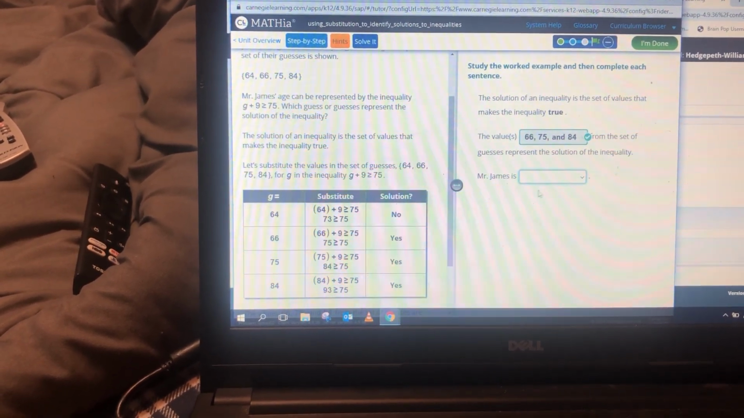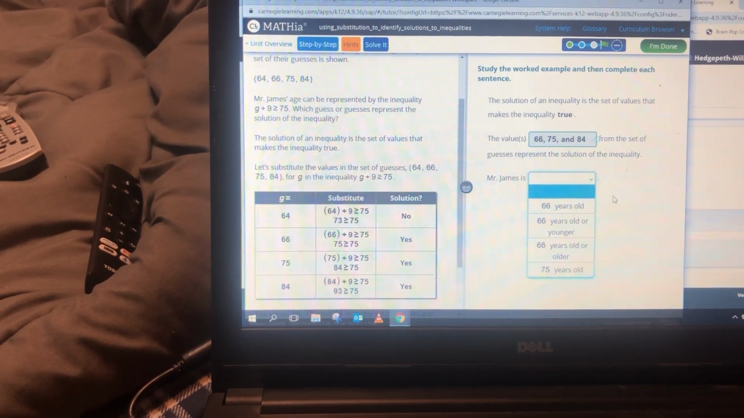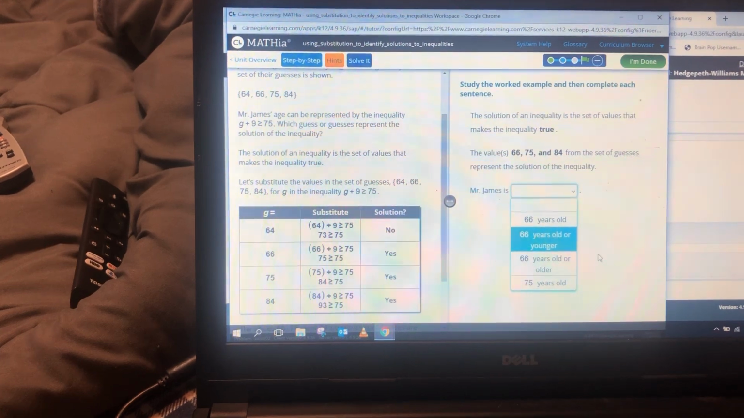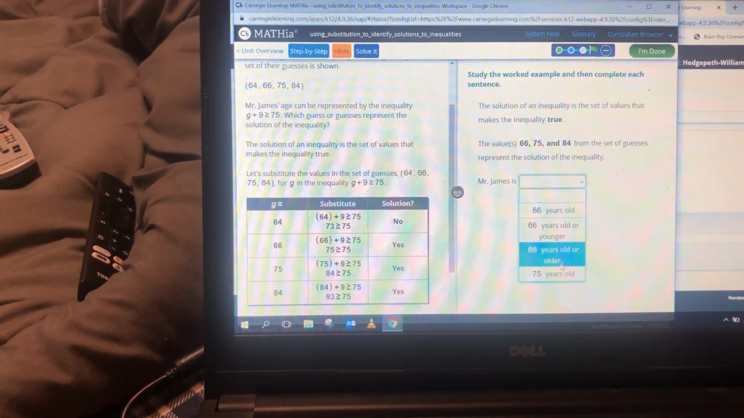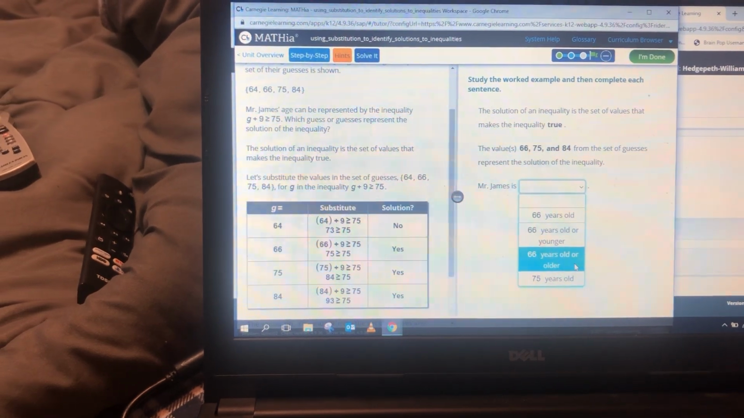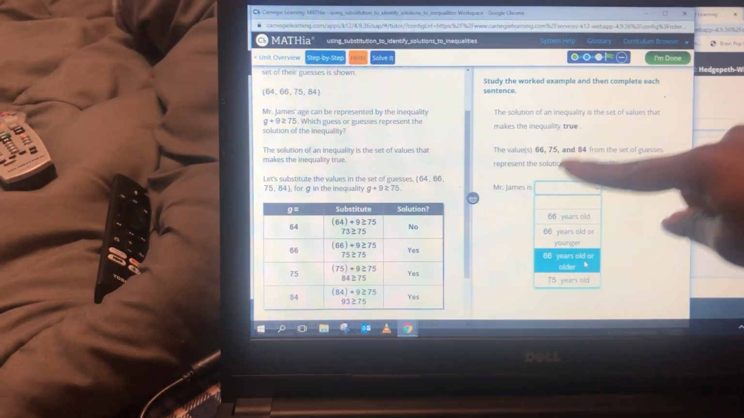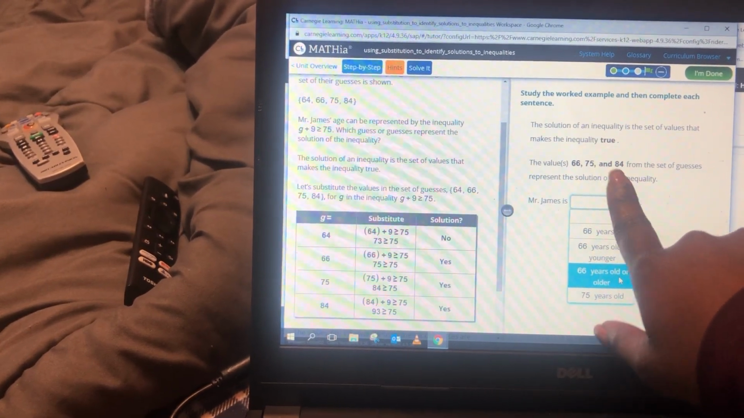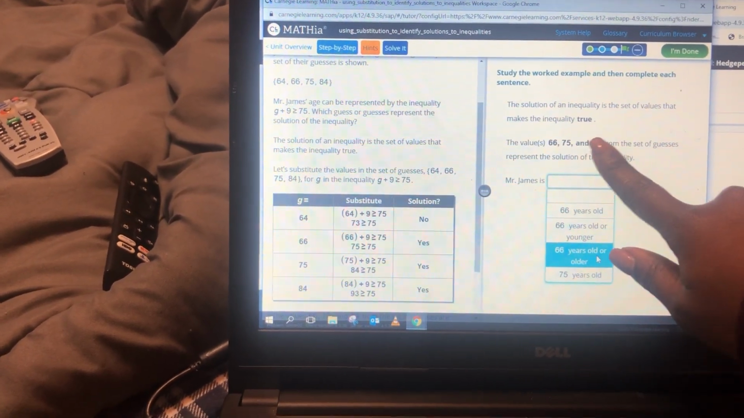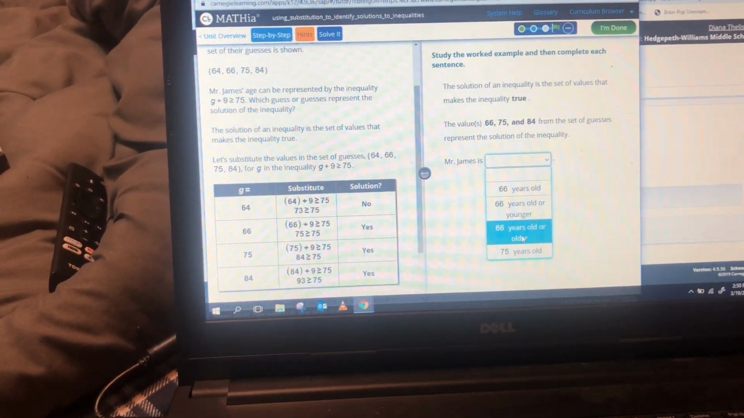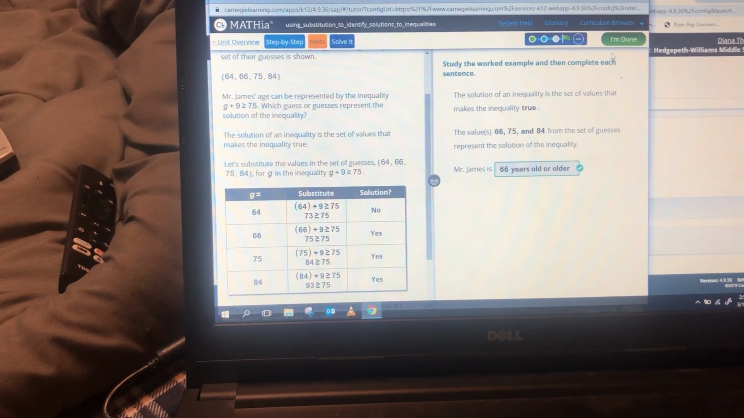And then Mr. James, what can we say about Mr. James? Mr. James can be 66 years old or older. He can't be younger than 66, because the solutions would be 66, 75, and 84. So he could be 66 and older.